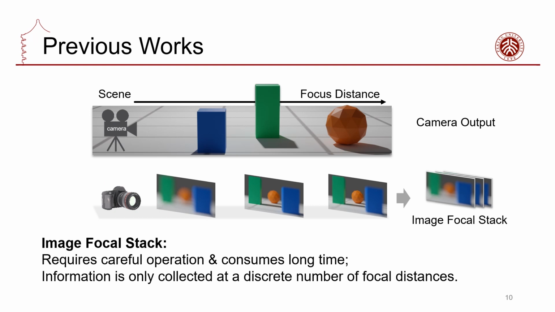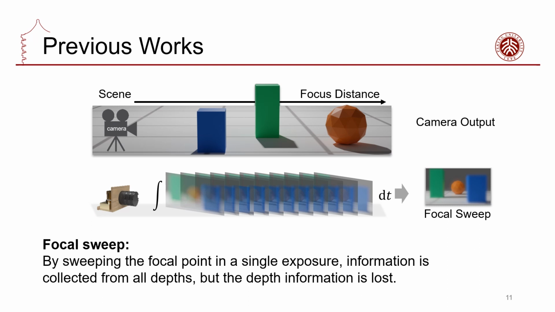The image focal stack method is to take a series of images at different focal distances and merge their sharp parts into an all-in-focus image. The problem is, when the number of images is small, some depth ranges may remain uncovered. But taking many images takes a lot of time, making the method unsuitable for dynamic scenes. The focal sweep method sweeps the focal point through the scene in a single exposure, making the point spread function the same for pixels at all depths. It collects information from all depths, but the depth information is lost.